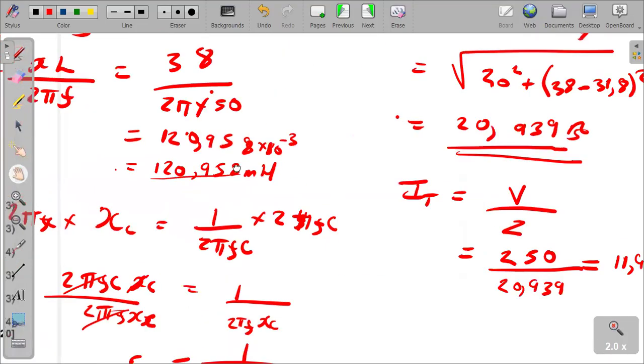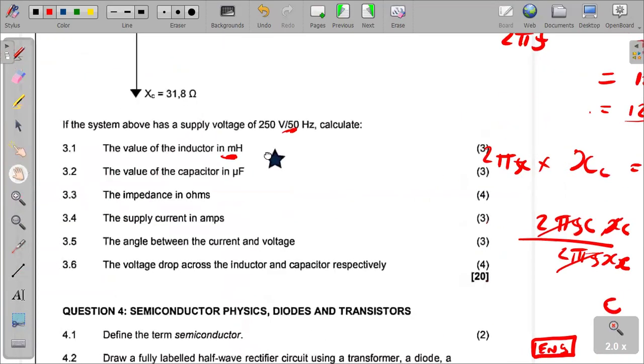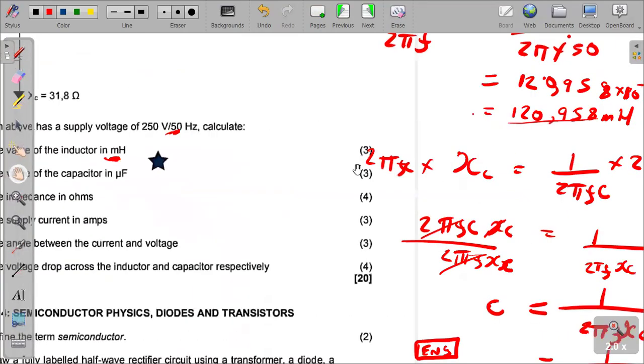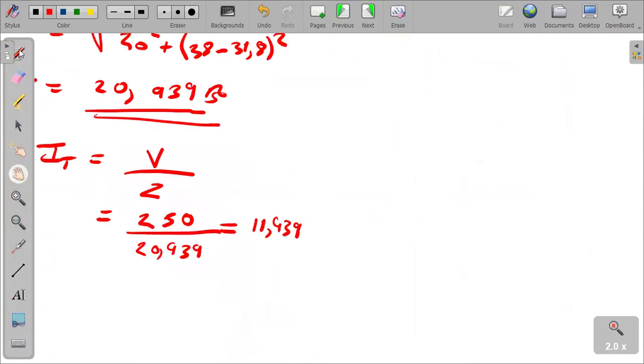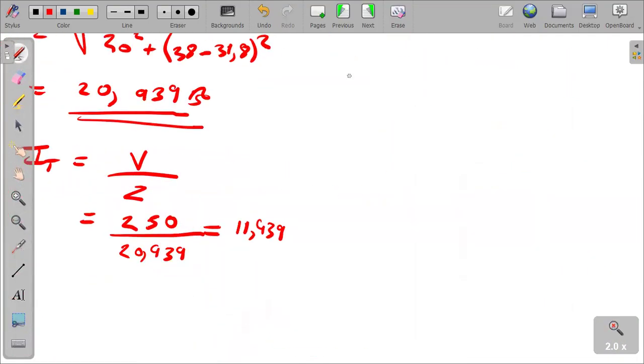Now on 3.5, calculate the angle between the current and the voltage. Apparently, that's the phase angle that we are being asked to calculate. In calculating the phase angle, we can use different formulas. Considering the series circuit, theta is equal to arctan of XL minus XC, because already XL is greater than XC in this case, over R. Or we can say theta is equal to arccos of R over Z.